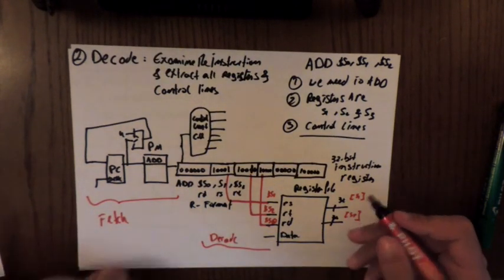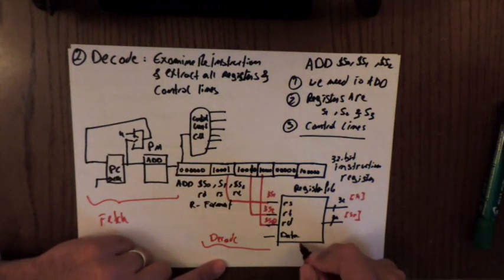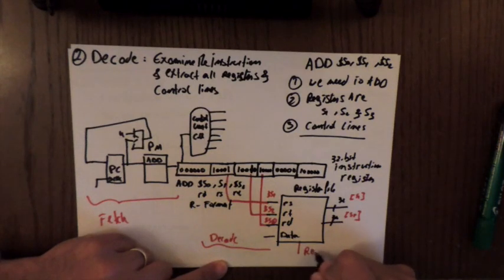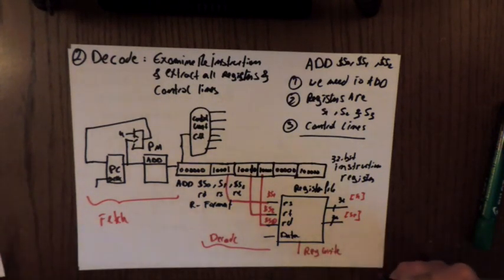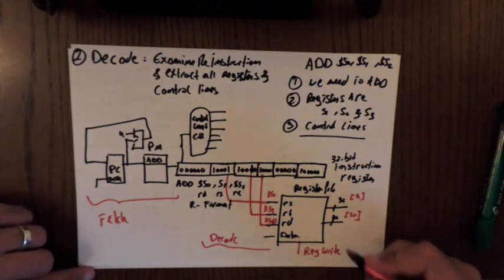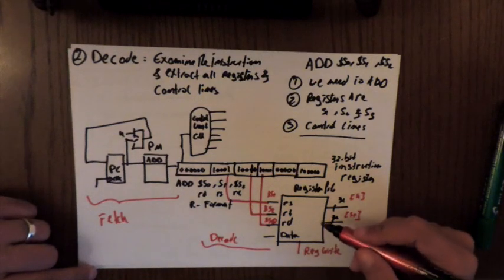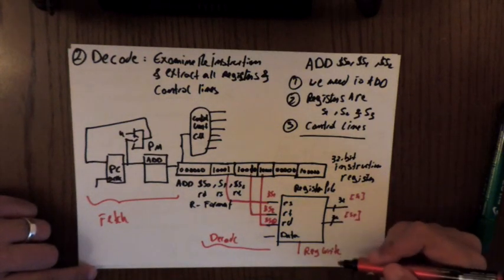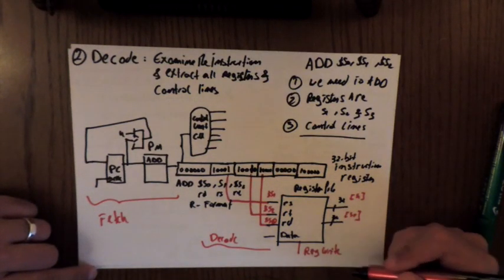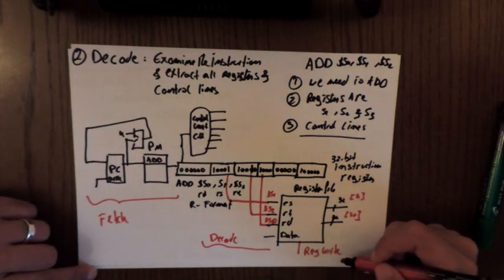One of the control lines I'm going to talk about is called register write. What register write does, if it's equal to 1, it allows writing to the register file. If it's 0, we don't accidentally write to it, so we need a control line to specify if we need to write to the register file or not.